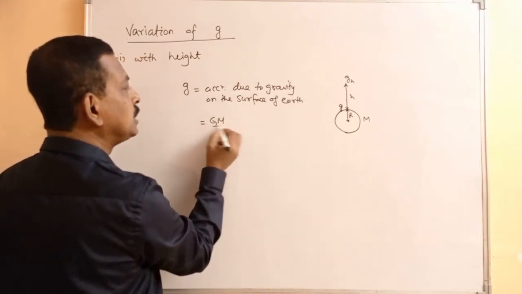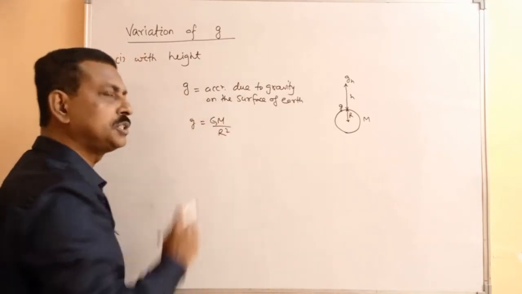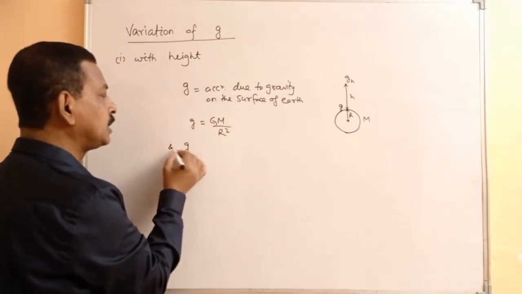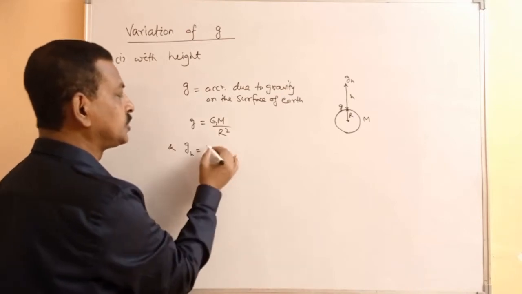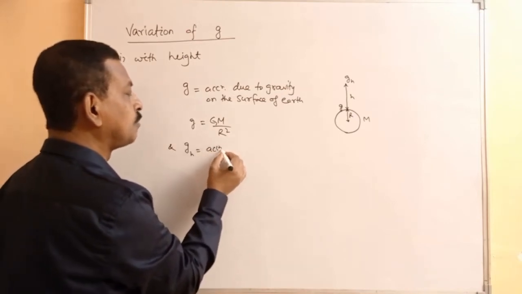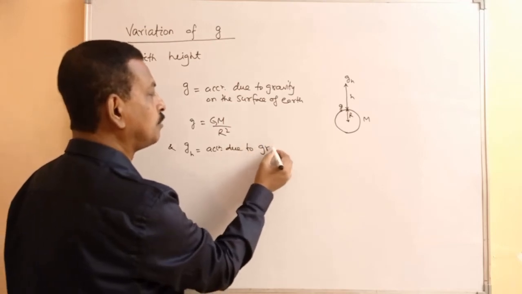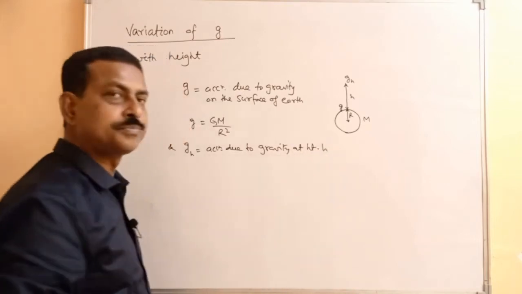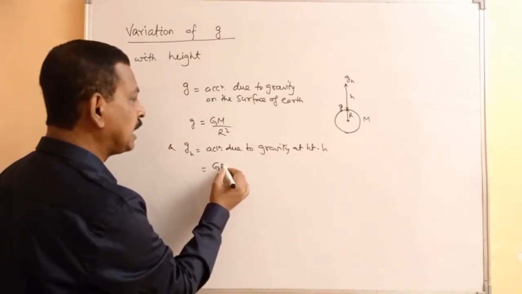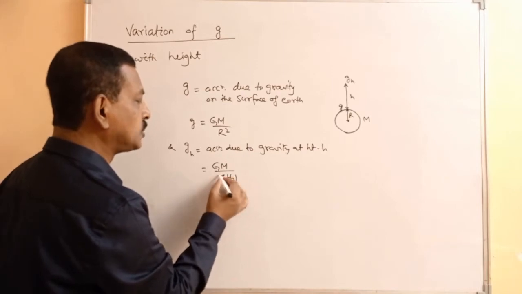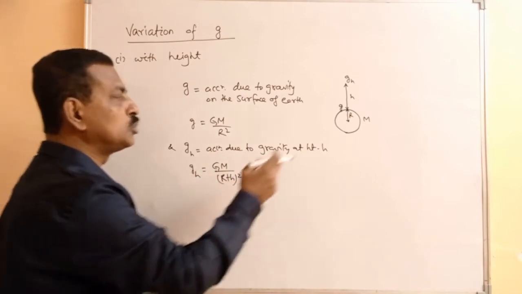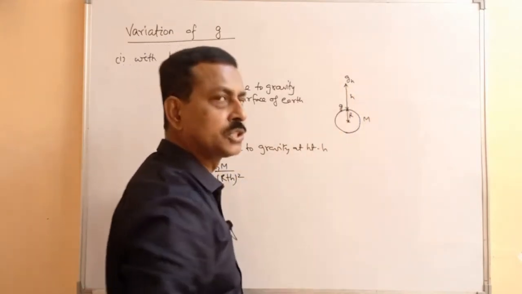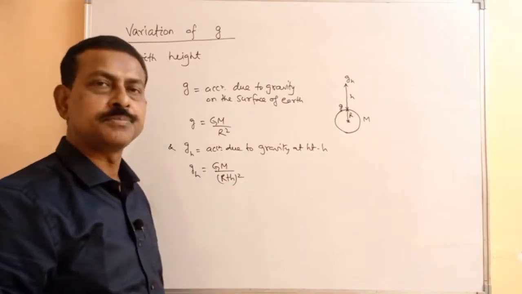Expression wise, how much will it be? GM by r square. This is g. If I now take acceleration due to gravity at a height h, it will be written as GM by (r plus h) whole square, because you can see that now its distance from the center of the Earth will be r plus h. So it is (r plus h) whole square.